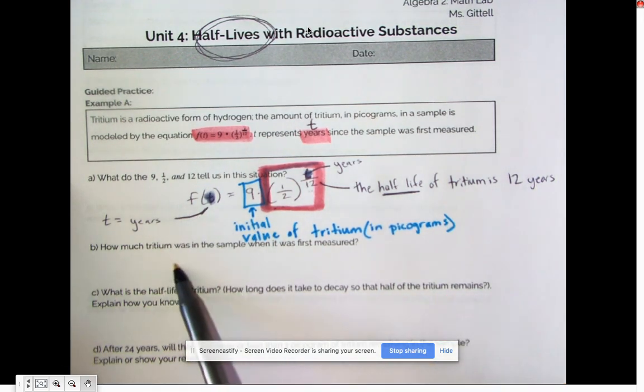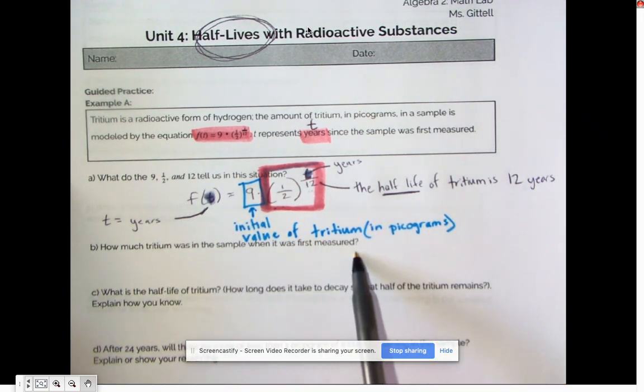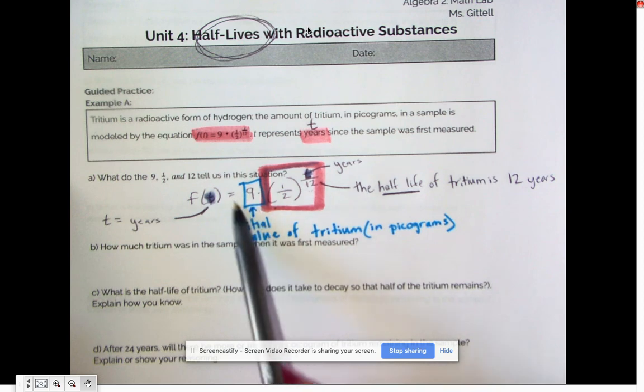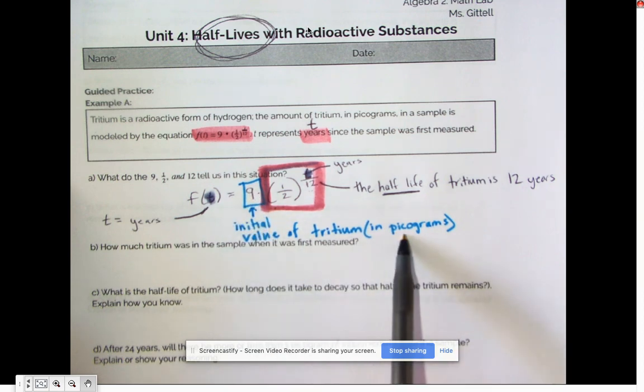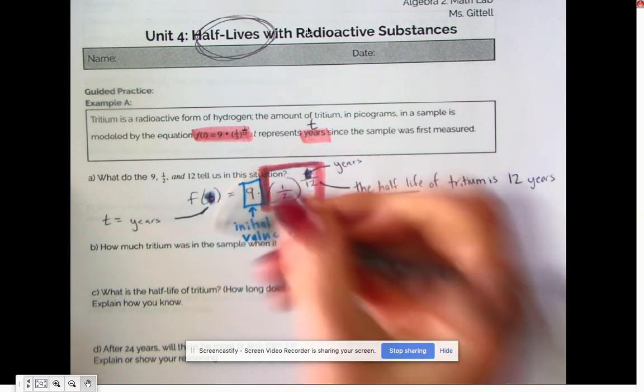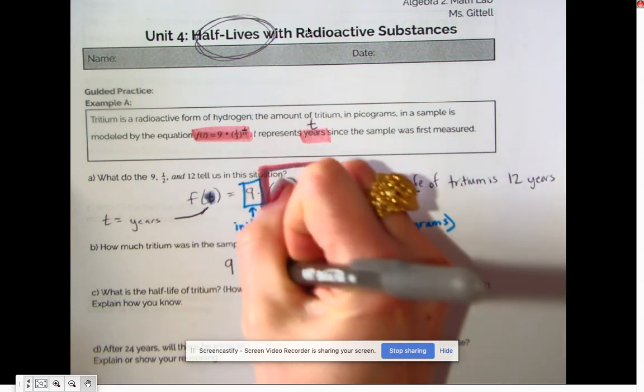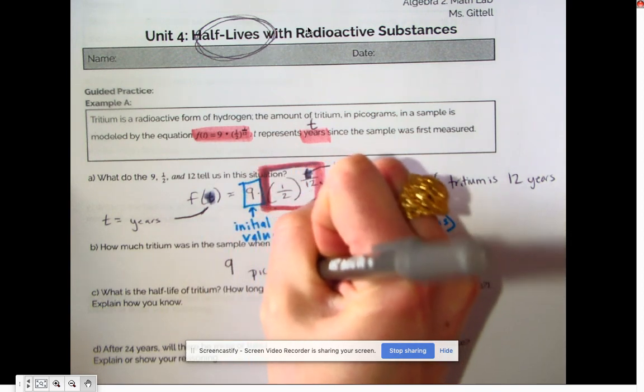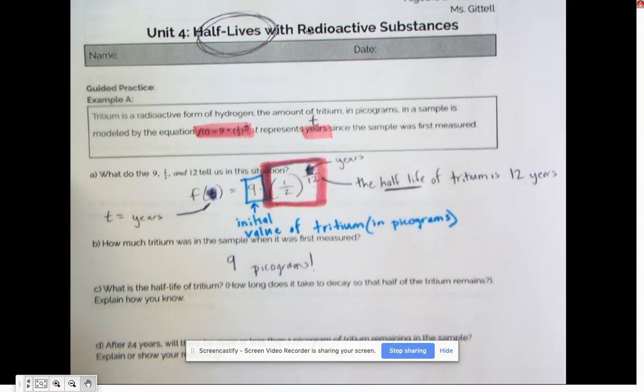How much tritium was in the sample when it was first measured? Okay, we just talked about that. The 9 represents the initial value when it was first measured. So we can say 9 picograms. That comes right from the equation.